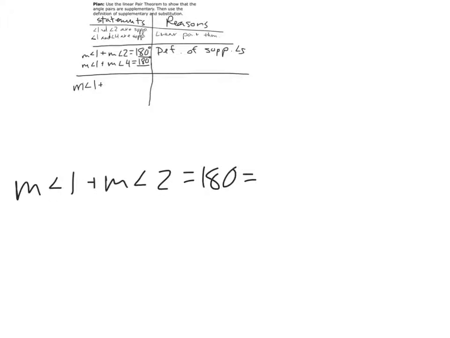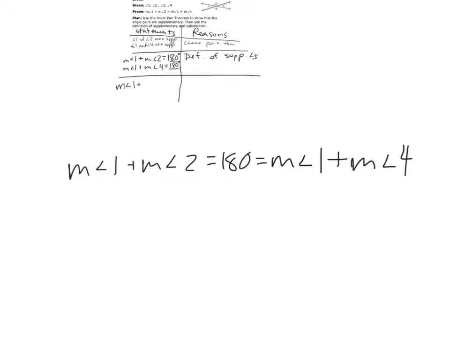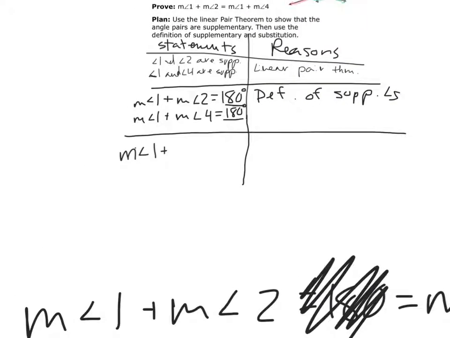So we can write it like this. The measure of angle 1 plus the measure of angle 2 is equal to 180. What else is equal to 180? The measure of angle 1 plus the measure of angle 4. Well, if the measure of angle 1 plus the measure of angle 2 is equal to 180, and it's also equal to the measure of angle 1 plus the measure of angle 4, we can just get rid of this 180. So we have the measure of angle 1 plus the measure of angle 2 is equal to the measure of angle 1 plus the measure of angle 4.